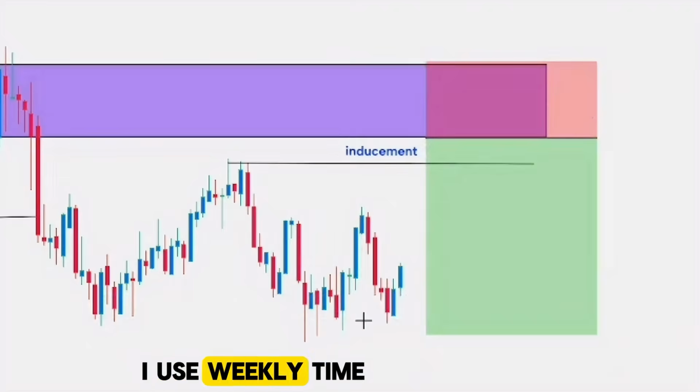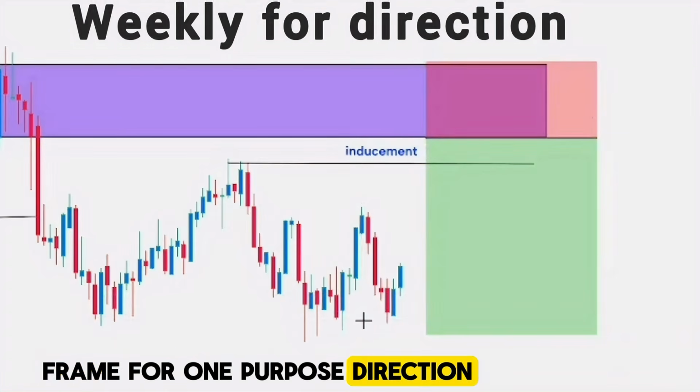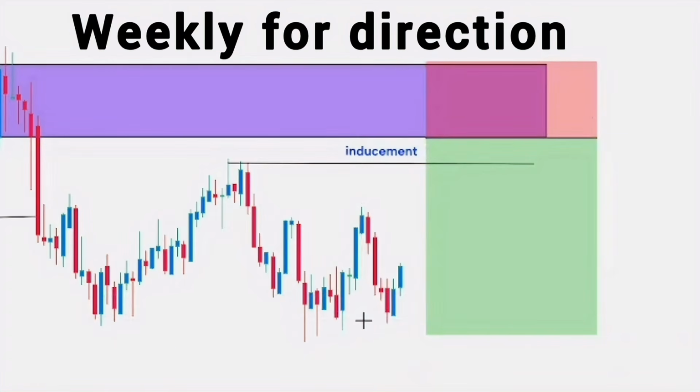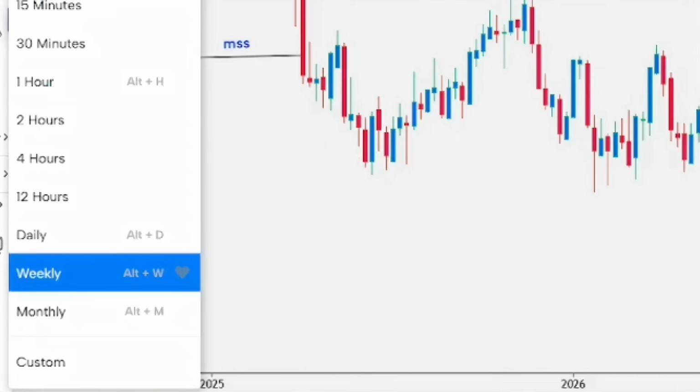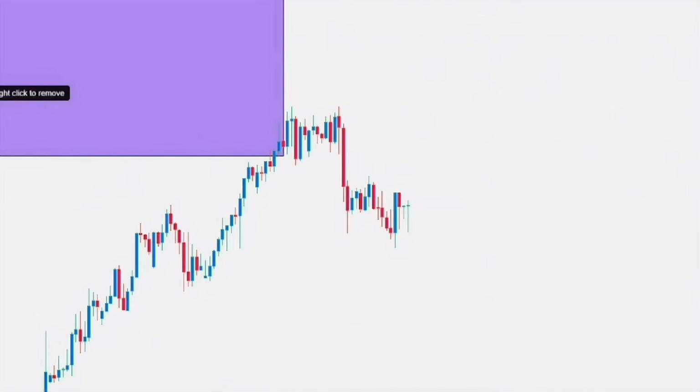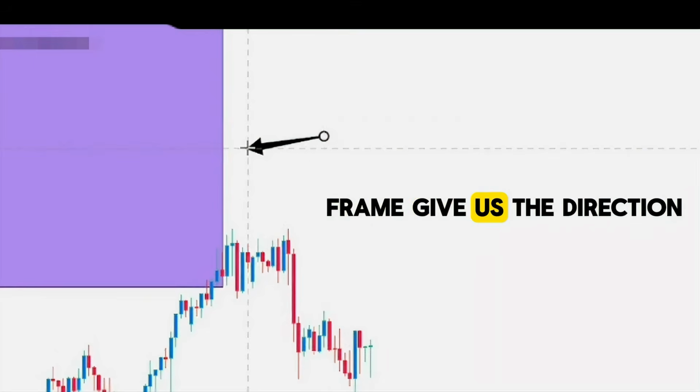Instead, I use the weekly time frame for one purpose: direction. It tells me where I want to trade. The actual entry comes later. So instead of selling immediately, let us move down to the 4 hour time frame. That is where we look for confirmation and see if we can improve our risk to reward before placing a single trade. Remember, the weekly time frame gave us the direction.